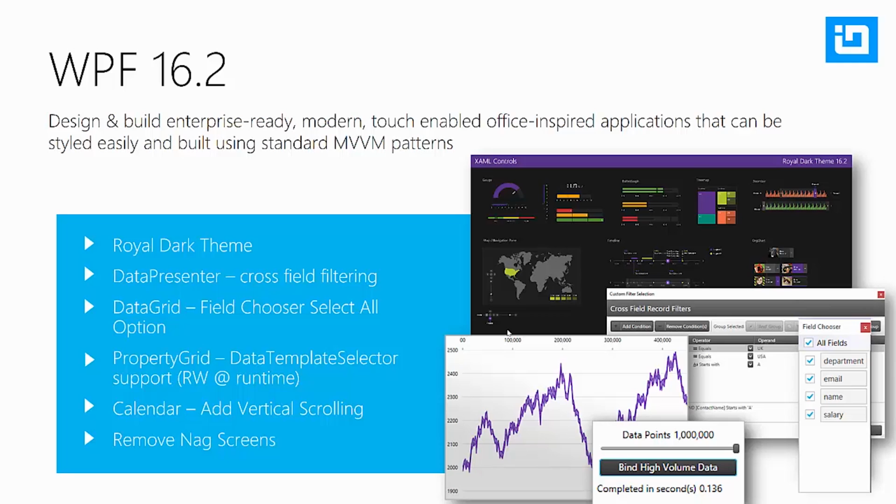The calendar control, we added vertical scrolling. So in the past, we had horizontal scrolling, which was good for most markets. In Asian markets, and in the new way you see some of the mobile schedules work, they have vertical scrolling. So we've implemented vertical scrolling in the WPF calendar.